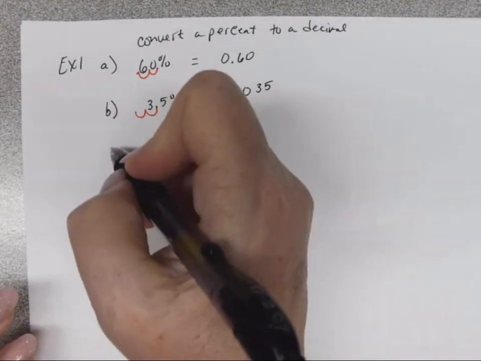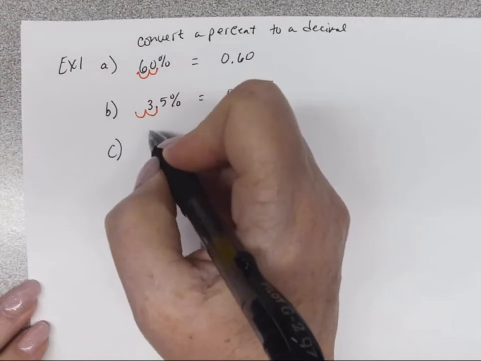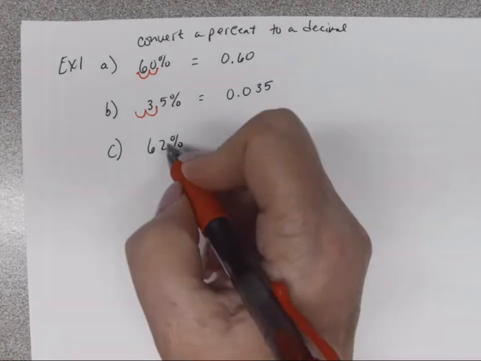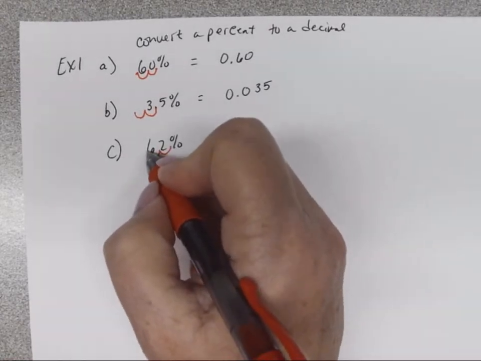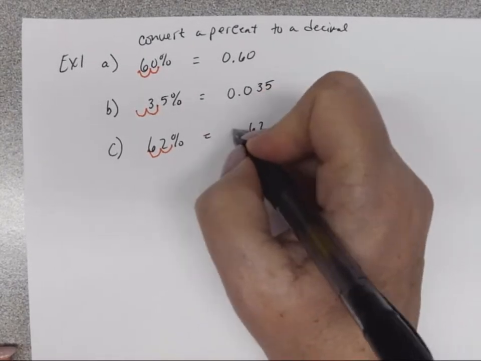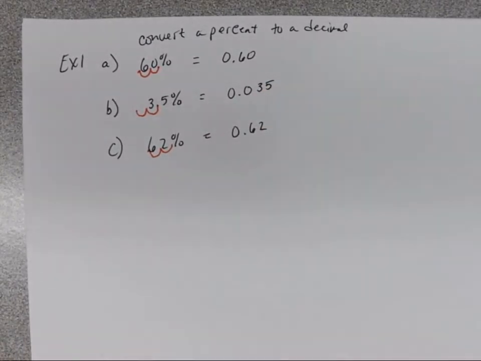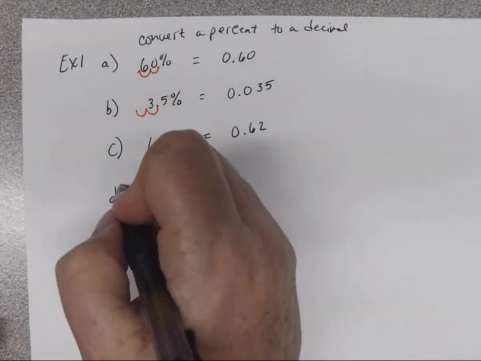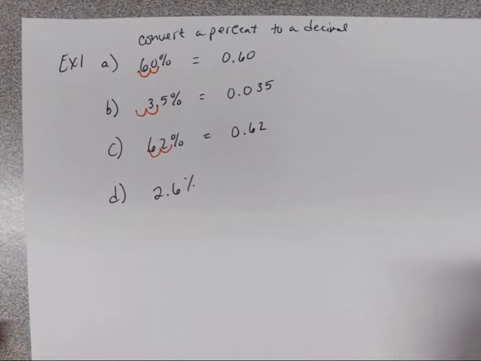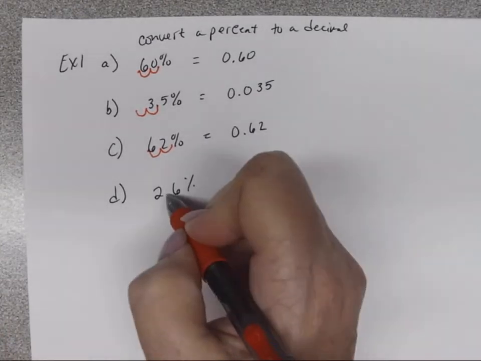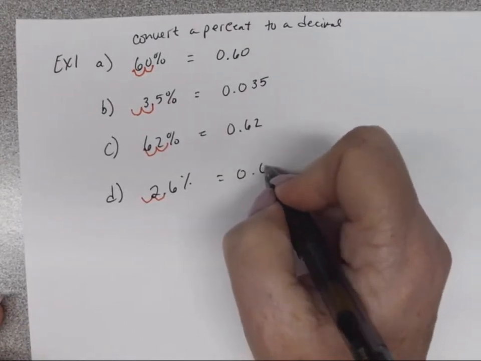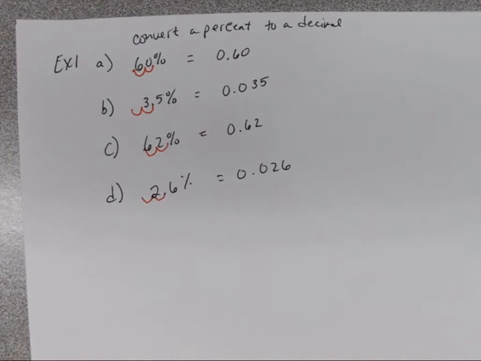All right, let's look at part C. If we have 62%, again, that decimal is right here. So we're going to move that decimal over 2 places, and we'll end up with 0.62. We'll put a 0 in front of it. If we have 2.6%, then again, we're moving it 2 places to the left, and that will give us 0.026 for our equivalent decimal.